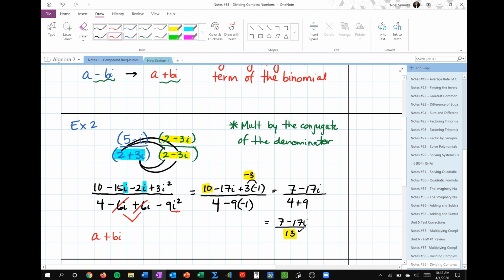So I'm going to split this up, and I'm going to write it as 7 over 13 minus 17i over 13. Why do I do that? Because I want to see the separation. I want to know what is the real component and what is the imaginary component. So I split it up to be in what we call standard form. This would be the standard form of a complex number.